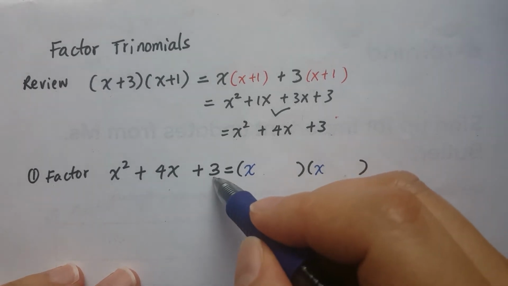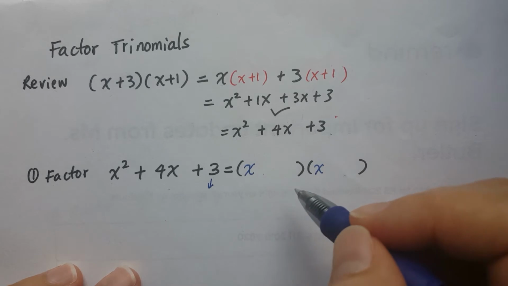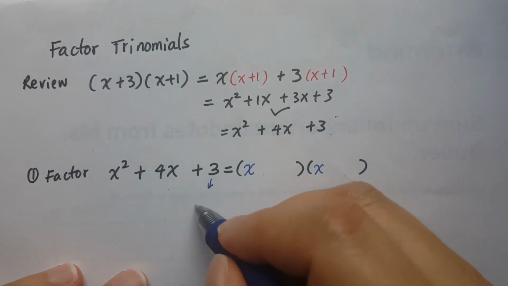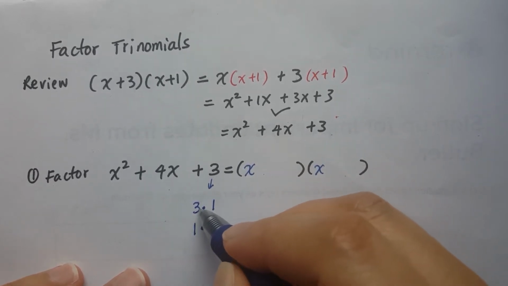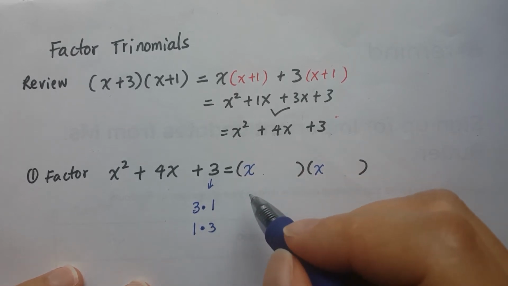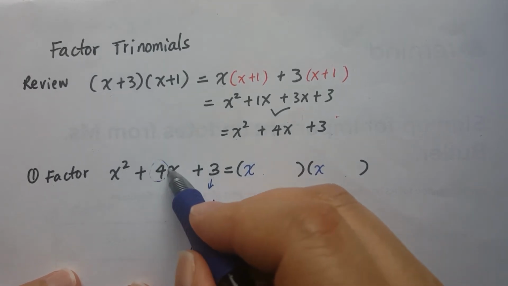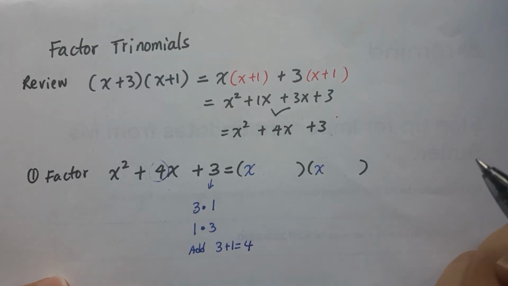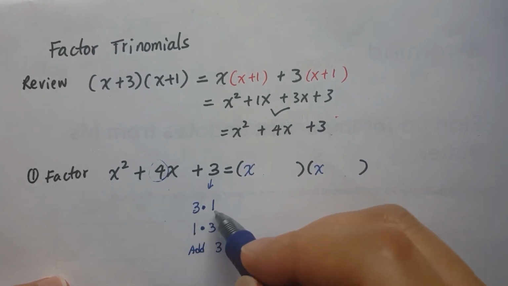So we're going to begin with the last number, the constant. You're going to find two numbers that multiply equal to 3. So you're going to have 3 times 1 or 1 times 3. 3 times 1 equals 3, and then 1 times 3 equals 3. And then you're going to add them. You make sure you get back to 4. 3 plus 1 equals 4. So it works. So that means that the pair of numbers is 3 and 1.